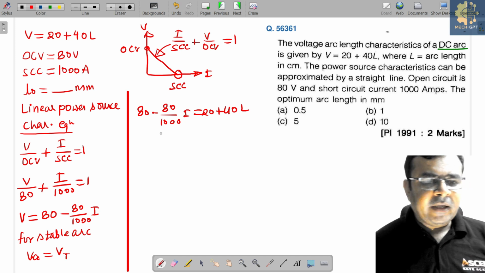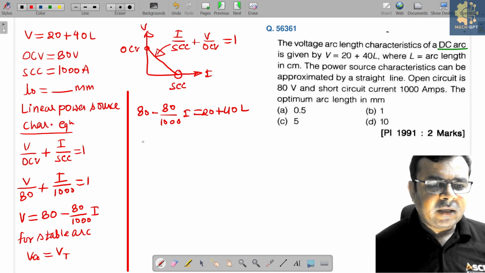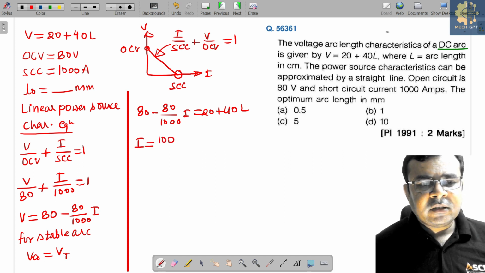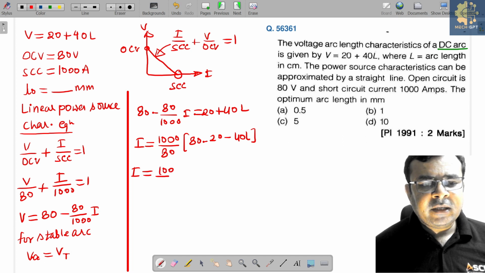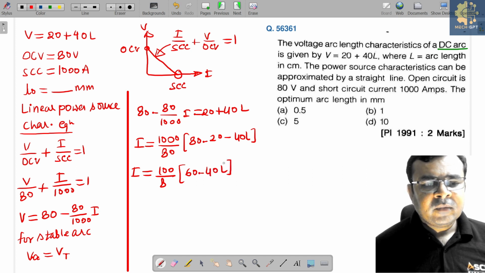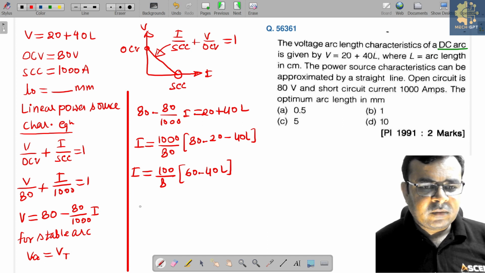If you simplify this, actually we need to calculate I. So I is nothing but 1000 by 80 times (80 minus 20 minus 40 L). If you simplify this, we get 100 by 8 times (60 minus 40 L). Correct. So the current is a function of arc length.